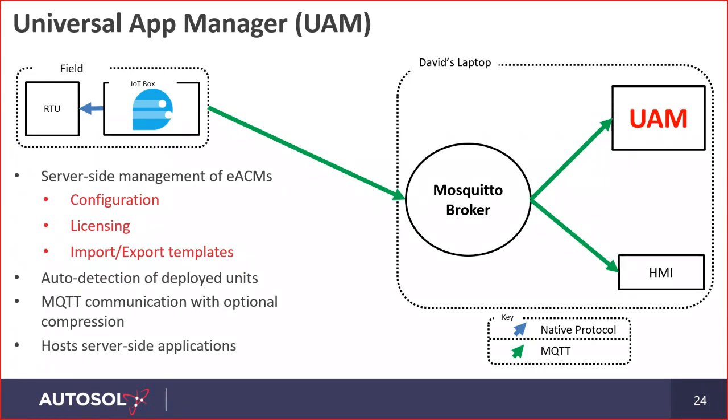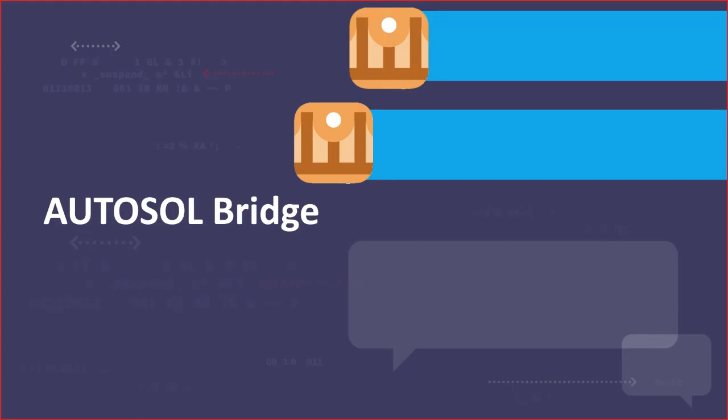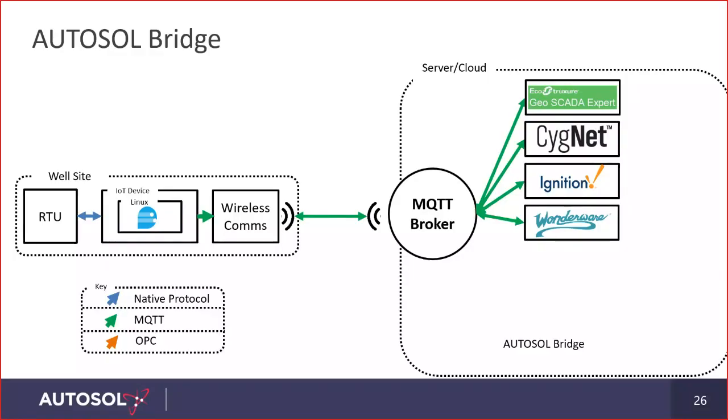UAM will also be able to host server-side applications that we or you create. So, for example, I have some roadmap items on features we're adding into Universal App Manager. The other application we have is called AUTOSOL Bridge. And this is what we saw earlier about eACM's ability to connect to HMIs, right? I've got Geoscada, Signet, Ignition, Wonderware.